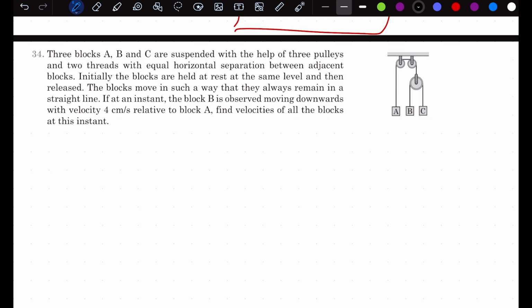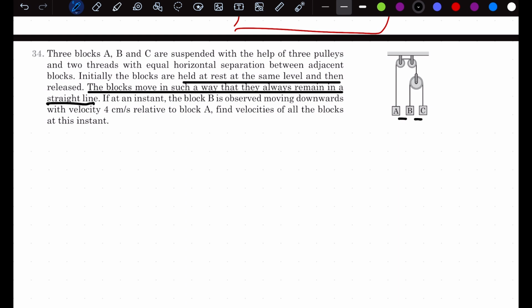As in this question, there is given that three blocks A, B, C are suspended with the help of three pulleys and two threads with equal horizontal separation between the adjacent blocks. So this separation initially is the same for both, and initially the blocks are held at rest at the same level. So initially they are in a straight line and then released. The blocks move in such a way that they always remain in a straight line.